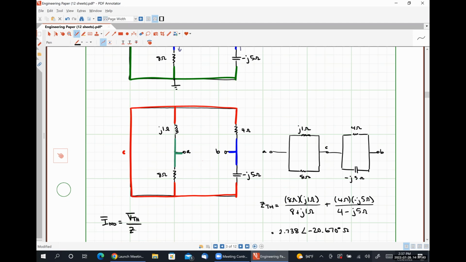And then our Norton current would simply be VTH over ZTH, which is 2.865 with an angle of 64.885 degrees amps. So we've looked at this old test problem in a variety of different ways.